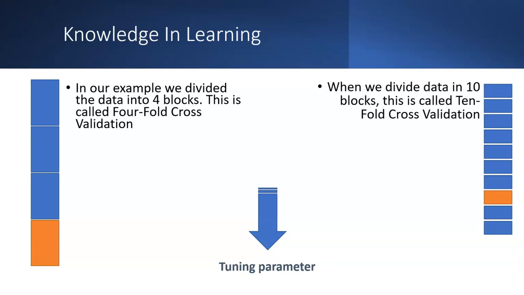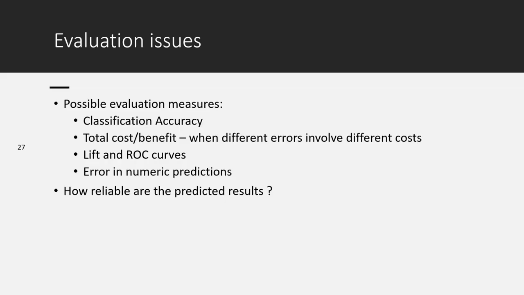In our example, we divided the data into four blocks, and this is called four-fold cross validation. When we divide the data into 10 blocks, this is called 10-fold cross validation. And then we do parameter tuning after that, to make it more perfect.